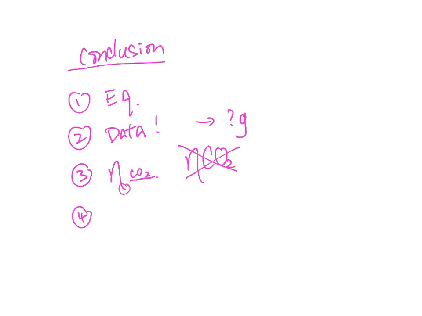And then for the other ones, you're going to use the mole ratio to find the number of mole of the other chemicals. And then finally you can find out the target that you are looking for.